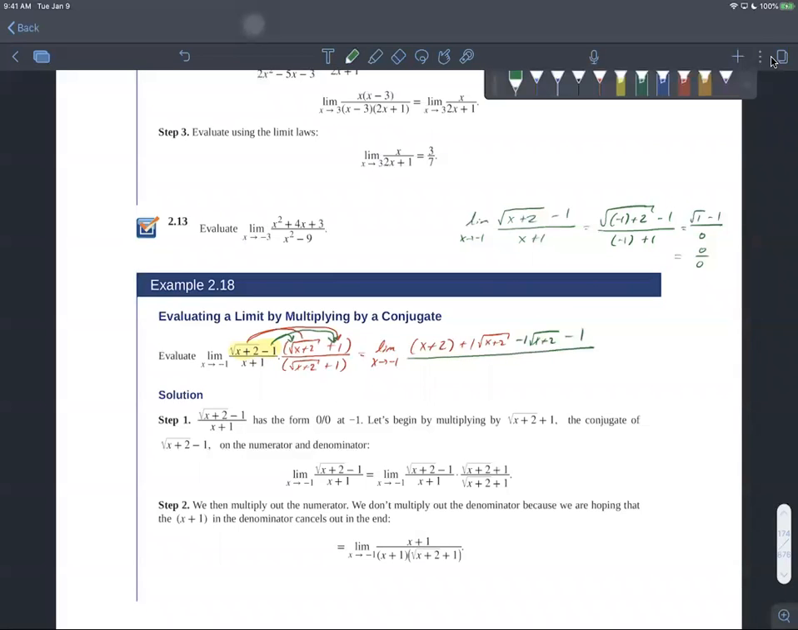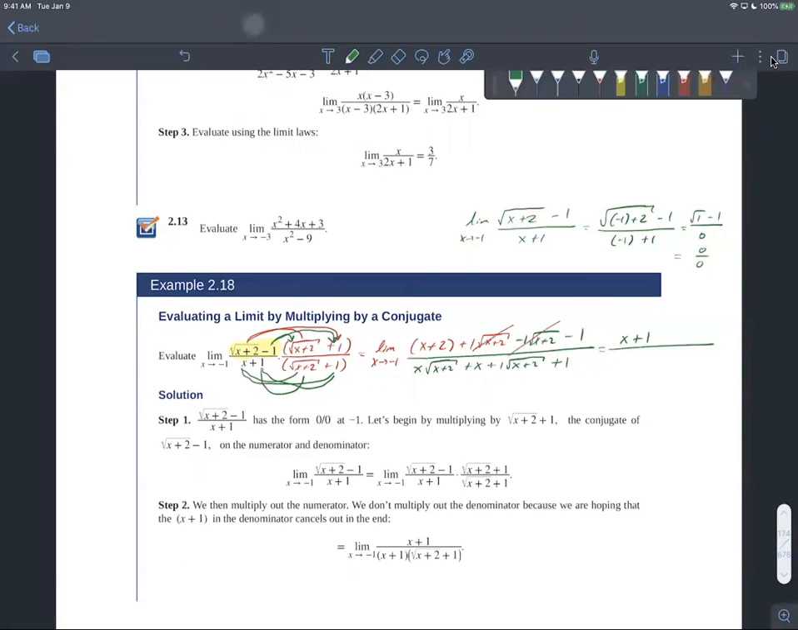In the denominator, we can multiply this out. Let's see what we get. X times the square root of x plus 2, x times 1, 1 times the square root of x plus 2, and 1 times 1. Here we're going to get some things that cancel. The positive square root of x plus 2 and the negative square root of x plus 2 cancel. Then we can combine like terms in the top, and we have x plus 1 on top.